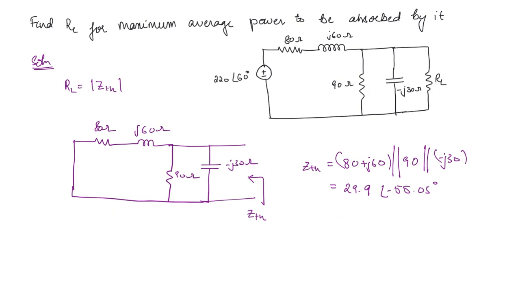Okay, but we are only concerned with the magnitude because RL should be equal to the magnitude of ZTH. So RL is equal to 29.9 ohms or approximately 30 ohms.